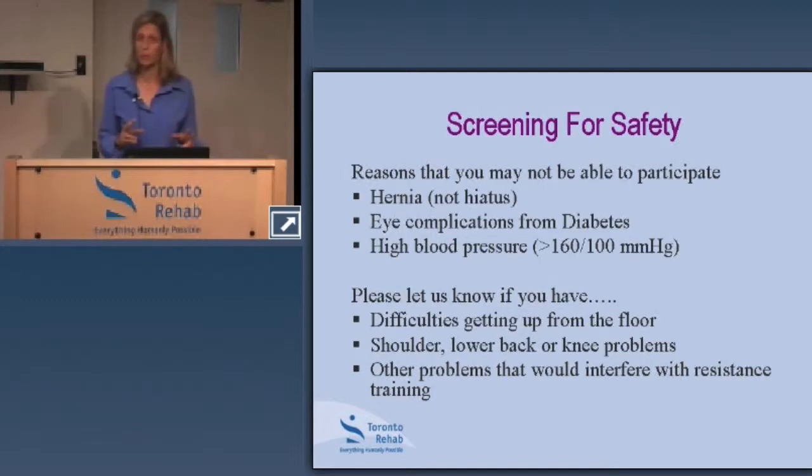If your blood pressure isn't in good control, so if the systolic blood pressure, which is the top number of your blood pressure, is greater than 160 millimeters of mercury, if your diastolic pressure, the bottom number, is greater than 100, then you're not ready to do weight training. We'll wait till your blood pressure is a little more stable, and then we'll start you off with the weight training.